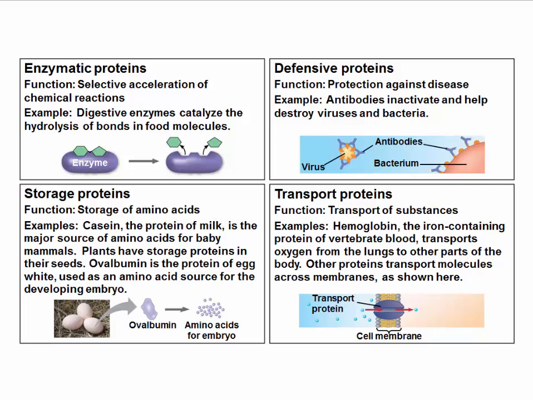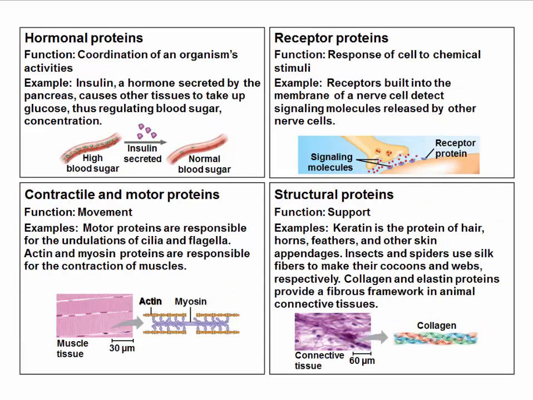So there are storage proteins, and those are special ones. The example given is casein. That's a protein of milk, and that's a major source of amino acids for our babies. Plants also have storage proteins in their seeds. We eat them all the time. Then there are transport proteins. Transport proteins would be things like hemoglobin, which actually transports oxygen, and other proteins transport other molecules here and there and everywhere. Then we also have, in the next group, proteins that are hormones.